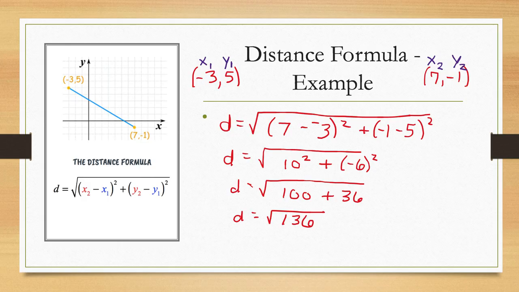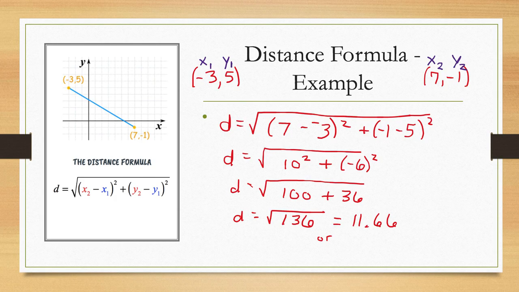So in terms of writing your answer, you either want to reduce this square root down to its lowest form or write it as a decimal, depending on how you are asked to give your answer. If I'm going to give it as a decimal, I'm going to type it in my calculator. And I see that this is 11.66, rounding that to 2 decimal places.